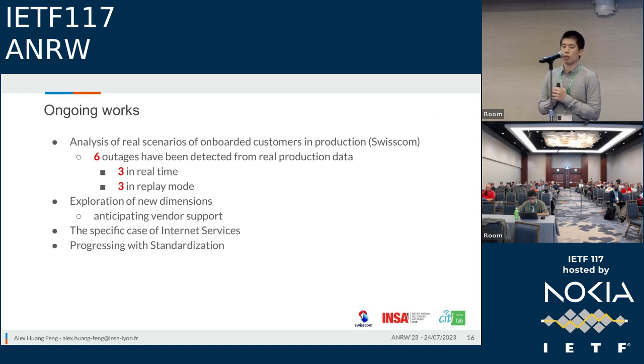So what's the status right now of this project? Right now, this project has been developed in Python as a proof of concept, and has been deployed in production for a subset of customers of the Swisscom VPN network. So far, we have detected 6 outages, 3 in real time and 3 in replay mode. Currently, we are continuing to study if there could be new dimensions that could be interesting to detect these anomalies. And of course, at each IETF, we discuss with the different vendors whether our different drafts could actually be implementable.